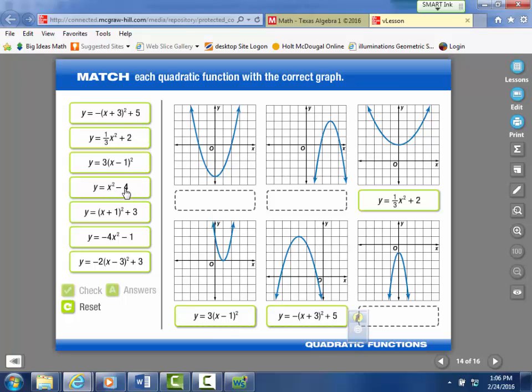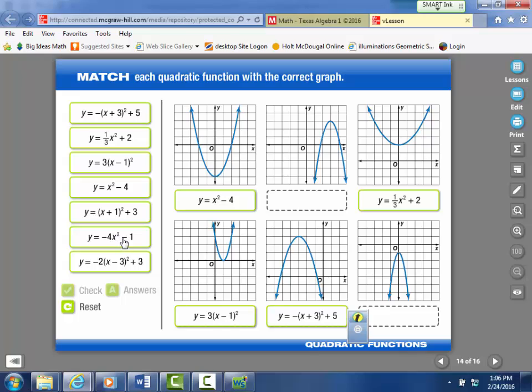Okay, x squared minus 4 just means it moved down 4. Let's see, 1, 2, 3, 4. So I'm going to try that one. Okay, and then let's see. This says it went to the left one and up 3, and it's opening up. Well, my 2 remaining are opening down, so that one can't be any of the ones that I've got.